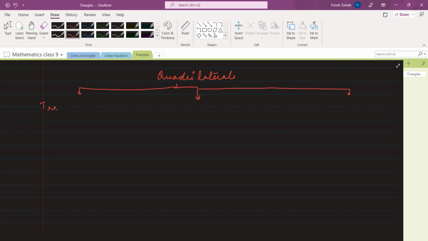One is called trapezium. You can keep a copy and you can note down everything, right? Okay. So one is trapezium. The other is called parallelogram. And the third type of quadrilateral is a kite, right? Now, what is the difference between trapezium, parallelogram, and kite?